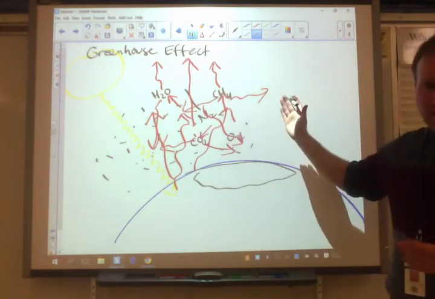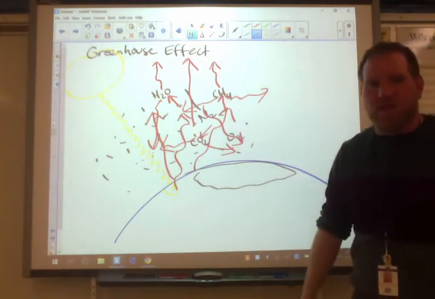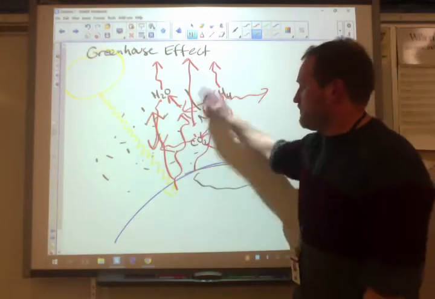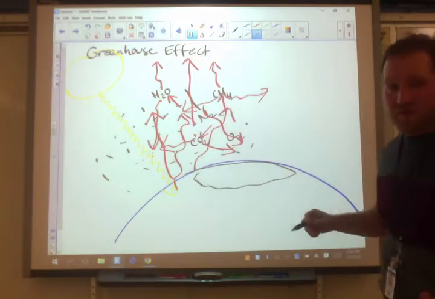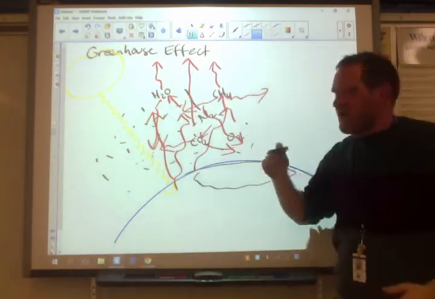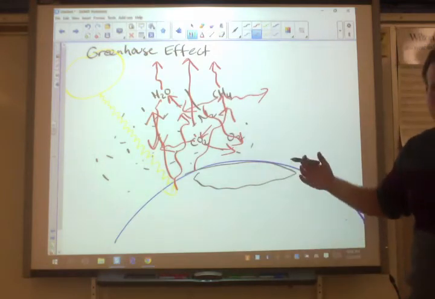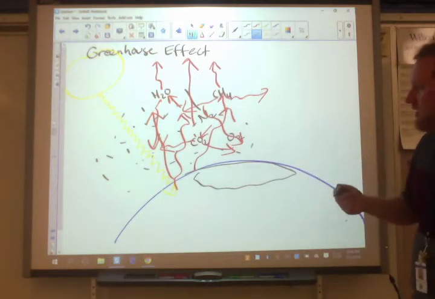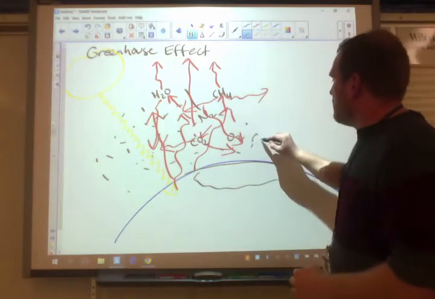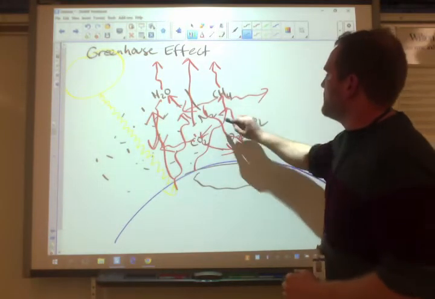If there were no greenhouse gases, the Earth would be like the moon or like Mars, where it'd just be way too cold, because the heat would just radiate out and go into space. If the greenhouse effect weren't here, we would not be here. However, the problem is in the last 200 years, with all of our combustion reactions, we have been producing more and more CO2.